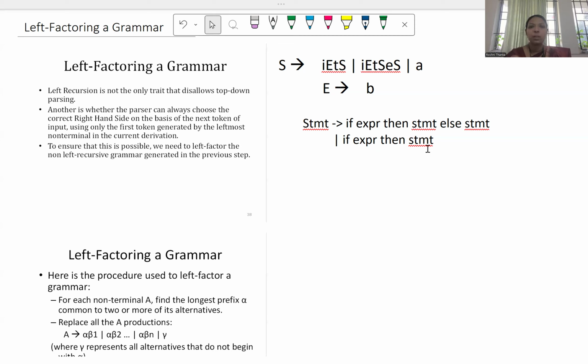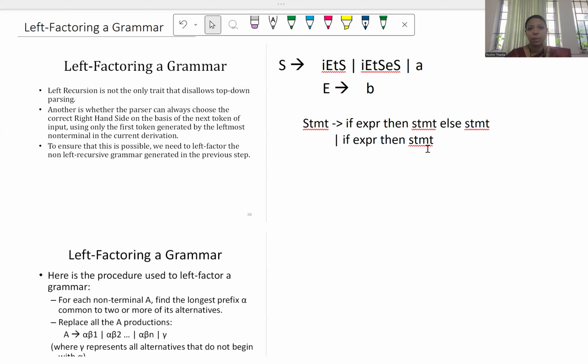Top-down parsing is also called LL parsing. If I want to do parsing with the help of LL parsing, the grammar should have some qualities. Ambiguity should not be there. Left recursion should not be there. These two we already discussed in the previous videos. The third quality is that the context-free grammar should not have left factoring.